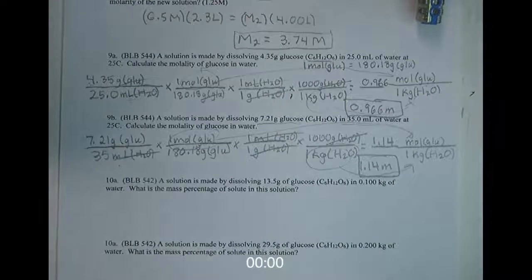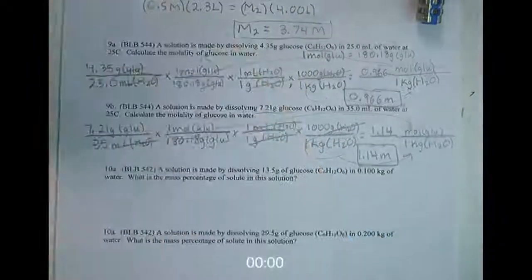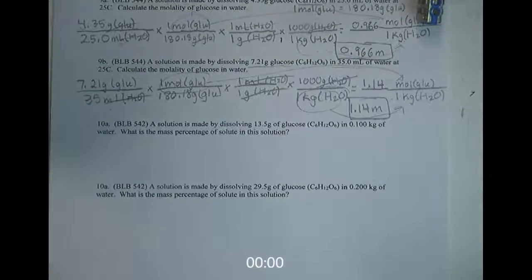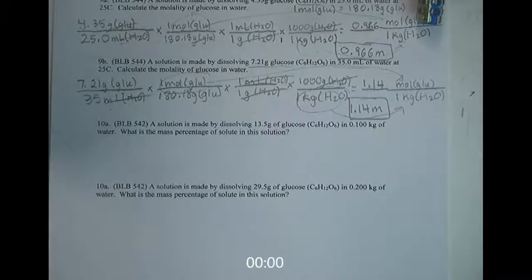Again, redo these problems. Don't just do them once. Do them over and over until it just becomes natural for you. Okay, last problem set here. A solution is made by dissolving 13.5 grams of glucose in 0.1 kilograms of water. What is the mass percentage of the solute?